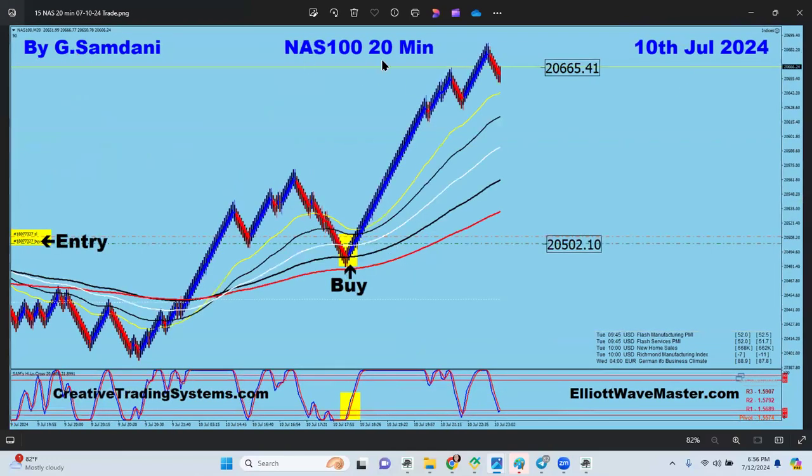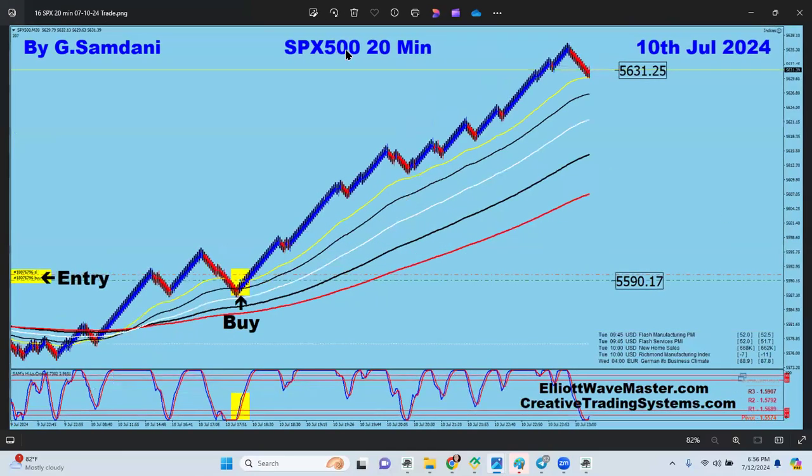On the 10th here, Nasdaq, you can see a beautiful by-the-book entry all the way to the upside from 20,502 to 2665. S&P 500, beautiful by-the-book entry here, all the way here from 55.90 to 56.31.